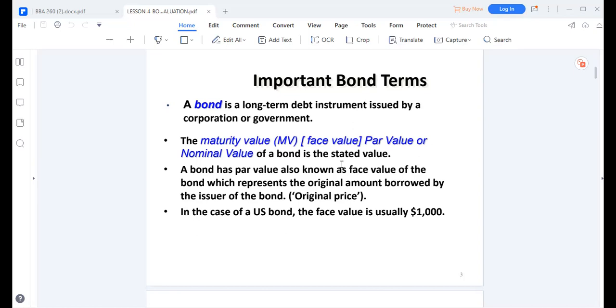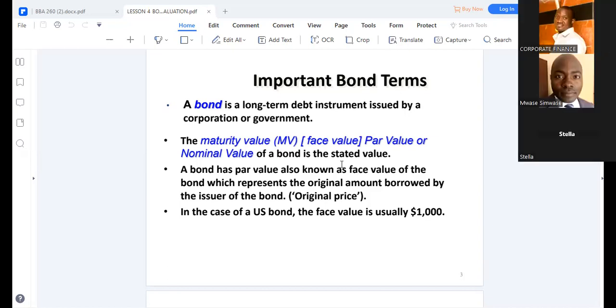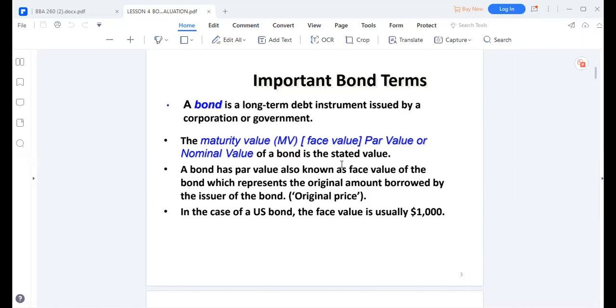There's what we call maturity value. It's also called the face value. It is a par value or the nominal value. This is simply the stated value of the bond. It is the original price at which the bond was issued. So bond is usually issued at a par value, which is called the face value, which is the original amount borrowed by the bond issuer. So in the case of the US, the bond is usually issued at 1,000 US dollars, 1,000 kwacha, unless otherwise stated, which could be 100 kwacha or so.